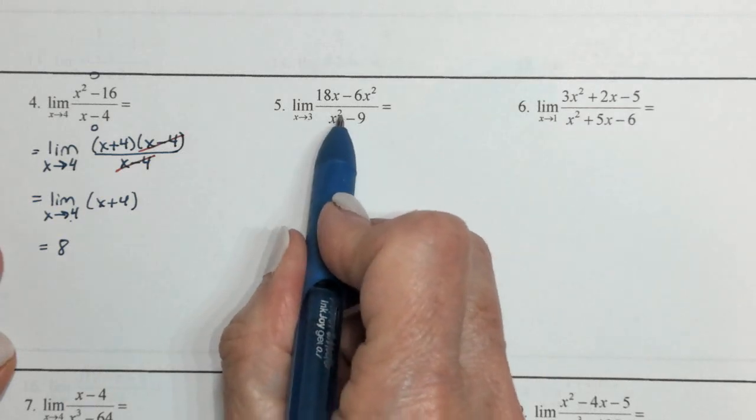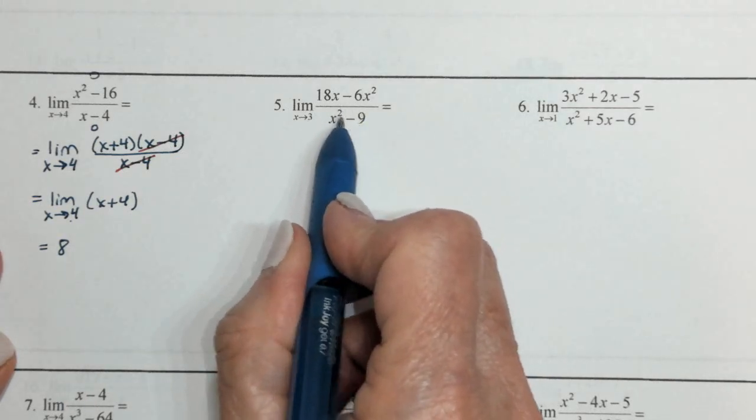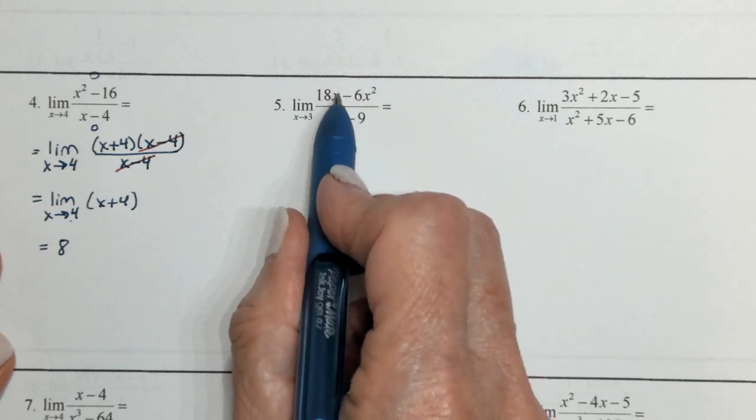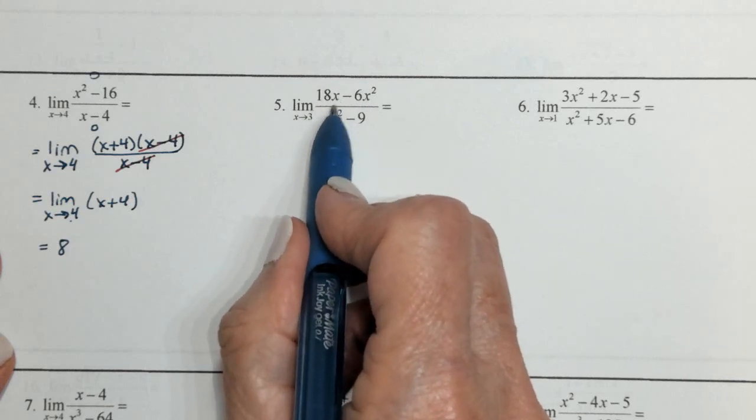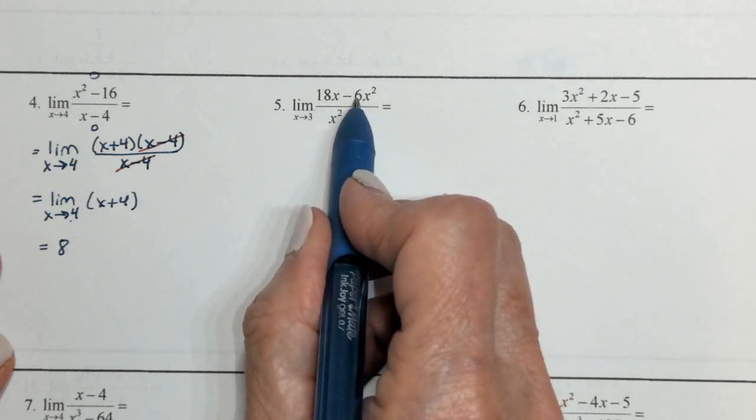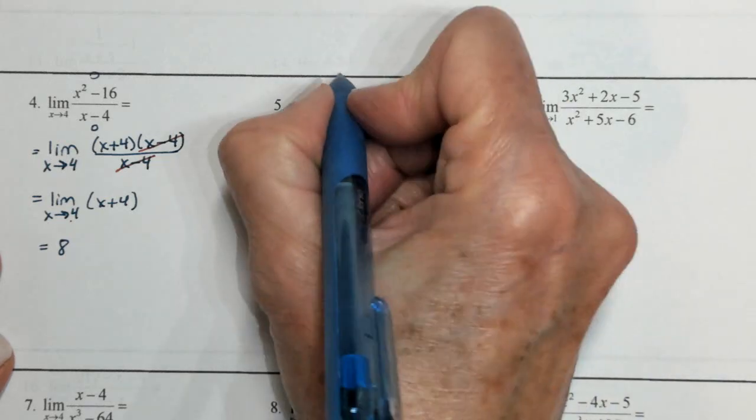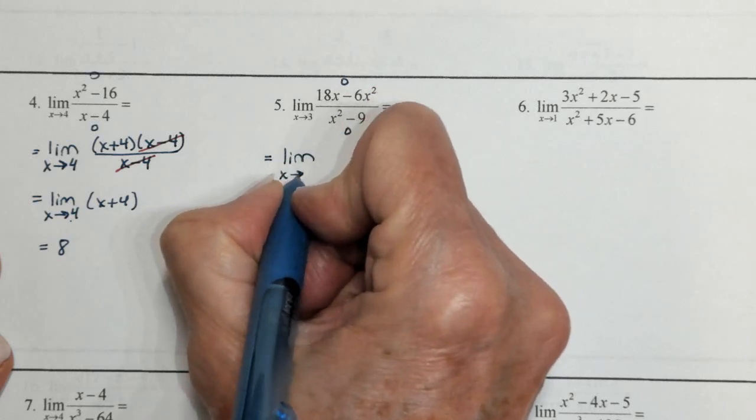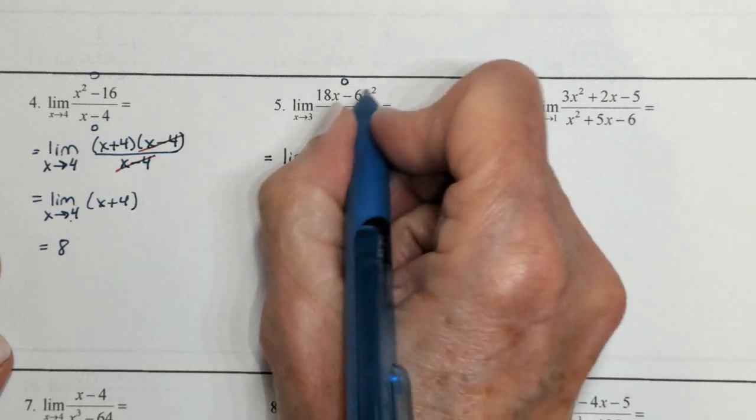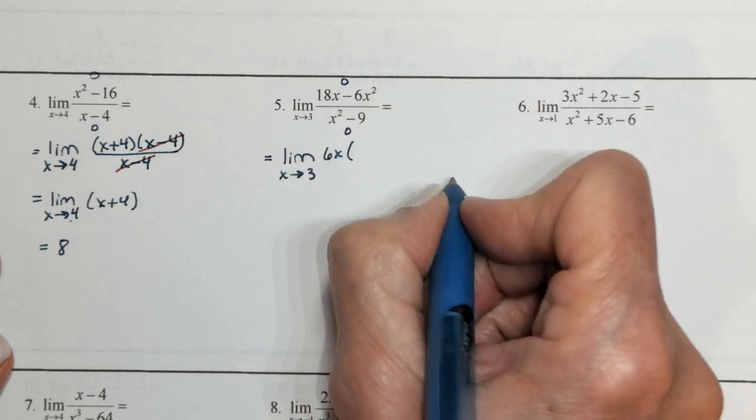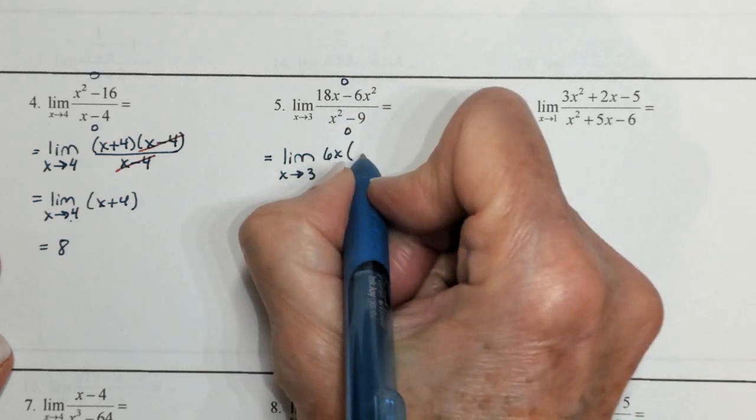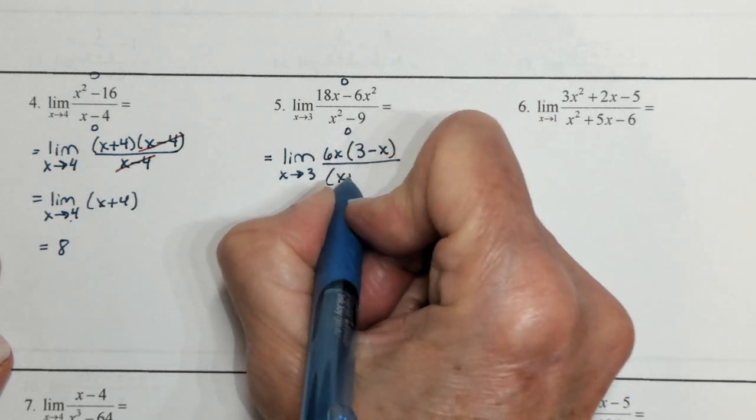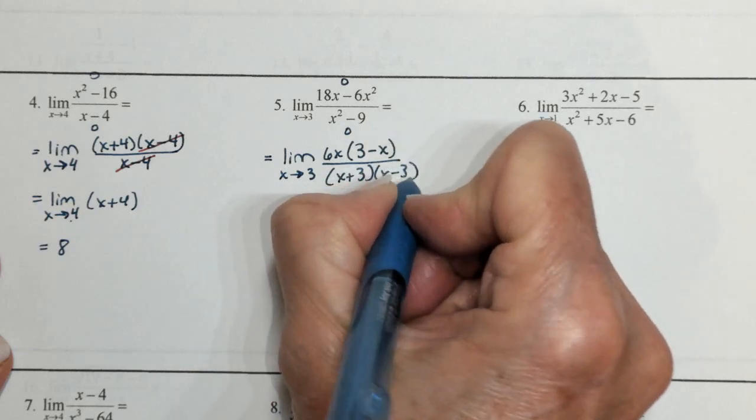X is approaching 3. Well, on the bottom, I see I'm going to have a 0. Okay? Up on the top, I'm kind of assuming this is going to be a 0. 3 times 18 is 54. 54 minus 54 is a 0. So once again, we have 0 over 0. So I'm going to factor. I'm going to begin by taking out a 6x from the top. 6x. So I'm going to be left with a 3 minus x divided by x plus 3, x minus 3.